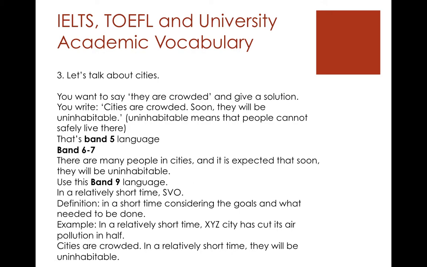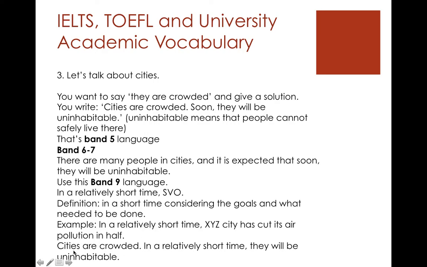So we'll see the examples and you will understand that a little bit better. In a short time, considering the goals and what needed to be done. This is the definition. Example, in a relatively short time, XYZ city has cut its air pollution in half. Okay, so here's relative. Cutting air pollution in half is a difficult thing. And let's say it normally takes 2 or 3 years, and this city has done it in a year or a year and a half. That's a relatively short time. So it's related to what the normal time is to do that.